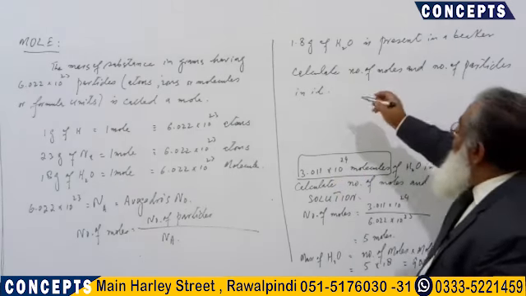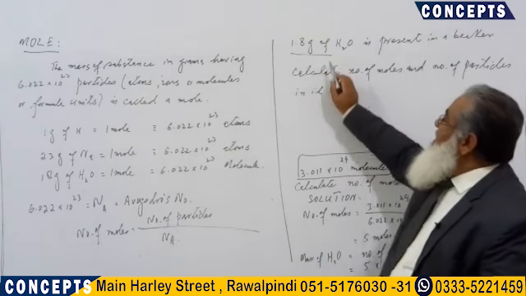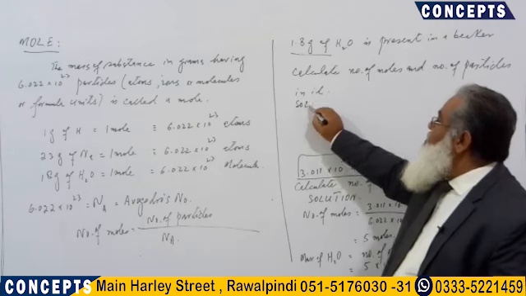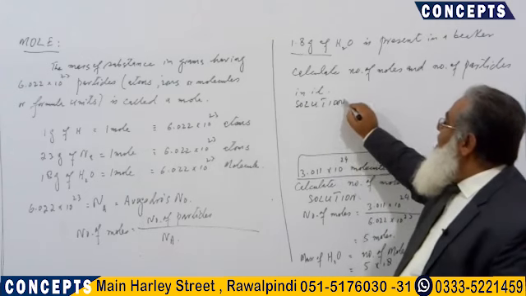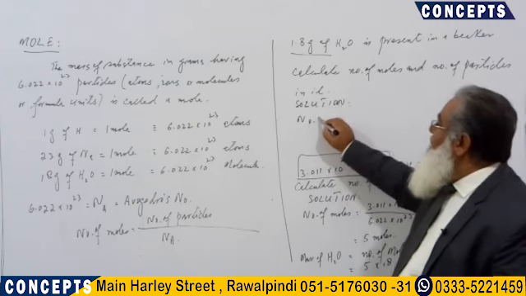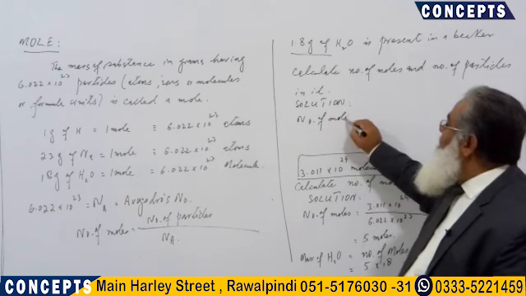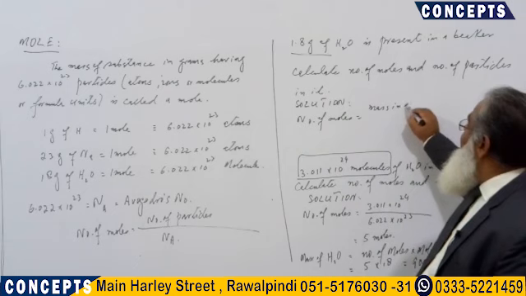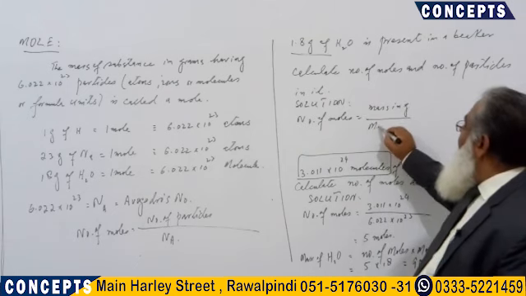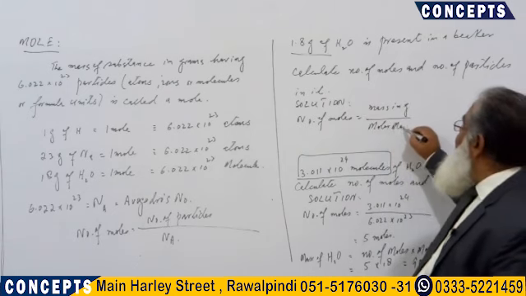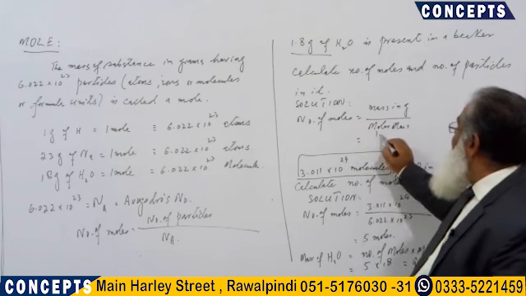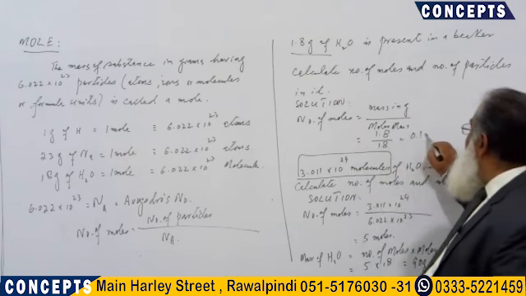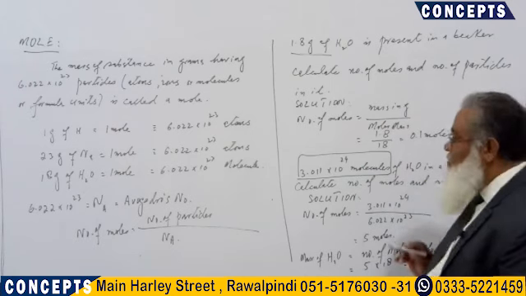Now, this numerical, mass is given. Step 1, to find number of moles. To solve this numerical, we have to find first number of moles, that is equal to mass in gram divided by molar mass, is equal to 1.8 divided by 18, 0.1 moles.